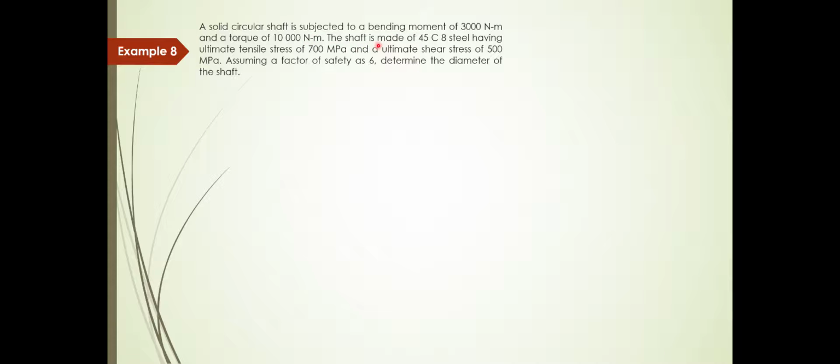The shaft is made of 45C8 steel, that is the type of steel, having an ultimate tensile stress of 700 megapascal. So here they have given us the ultimate, so remember never to use the ultimate tensile stress straight away in our design calculations. And an ultimate shear stress of 500 megapascal. Now, assuming a factor of safety of 6, find the diameter of the shaft. Here you have the diagram that I've shown: the bending occurs about the x-axis and the turning moment is about the z-axis.